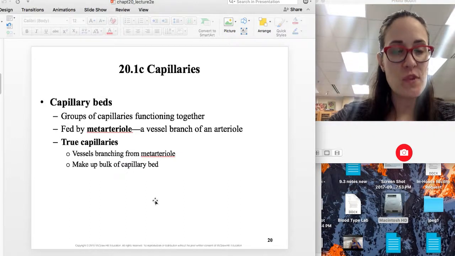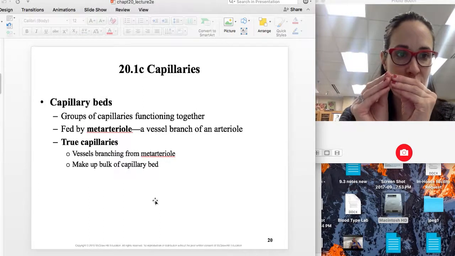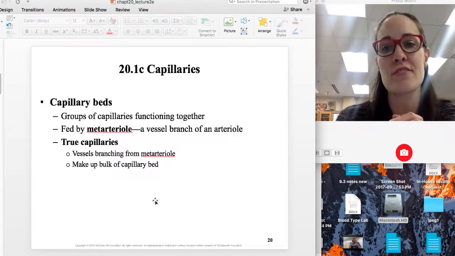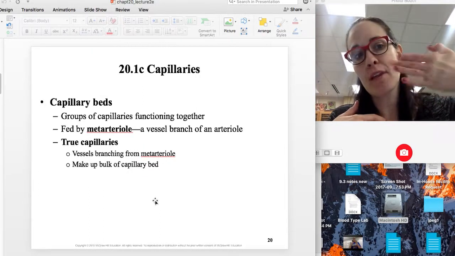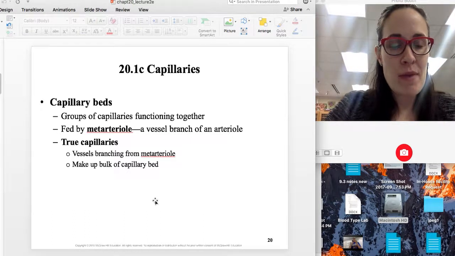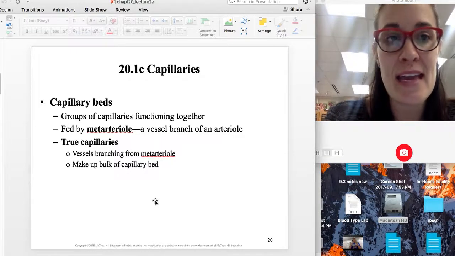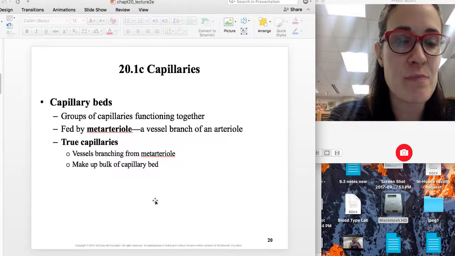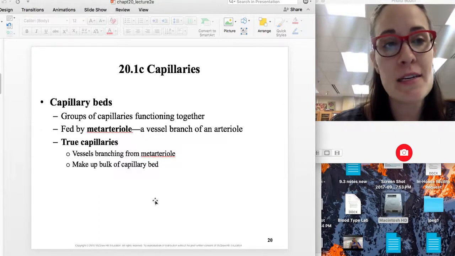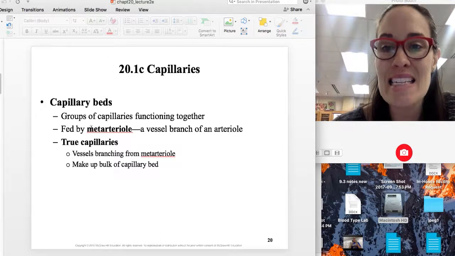So those are the 3 types of capillaries. Most common is continuous, then we have fenestrated, small holes, and the big holes are the sinusoids. Where veins meet arteries, we have capillaries, and where they meet, this forms this meshwork of capillaries called a capillary bed. And all these capillaries in this bed have a similar function. They are fed by a branch of an arteriole called a meta-arteriole.